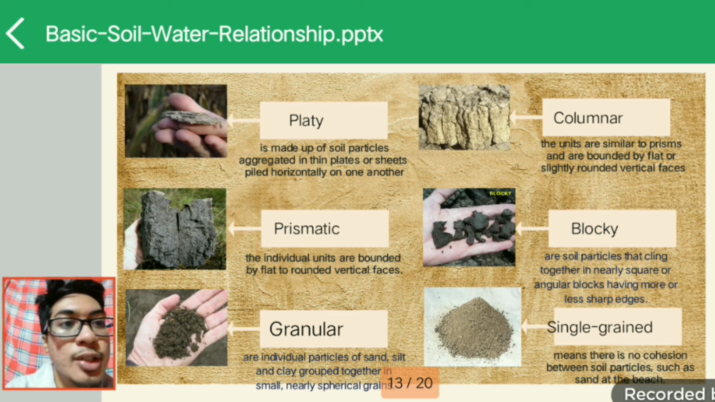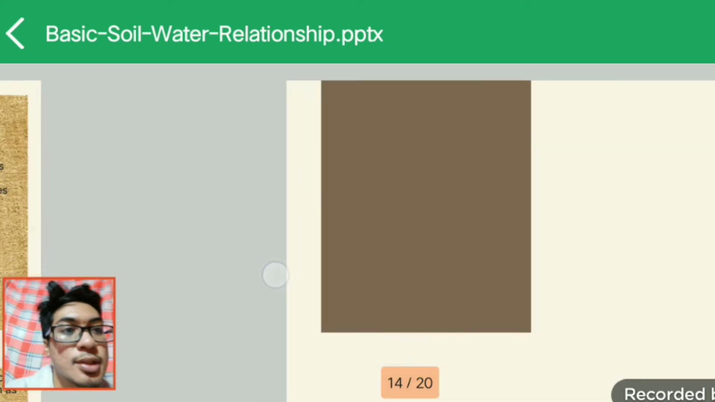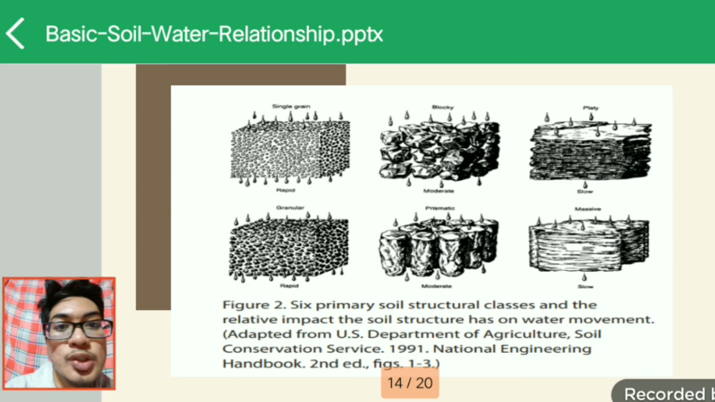Blocky are soil particles that cling together in nearly square or angular blocks, having more or less sharp edges. And then again, single grain is much finer compared to granular. It means there is no cohesion between soil particles, such as sand at the beach. So that is the 6 primary soil structural classes.